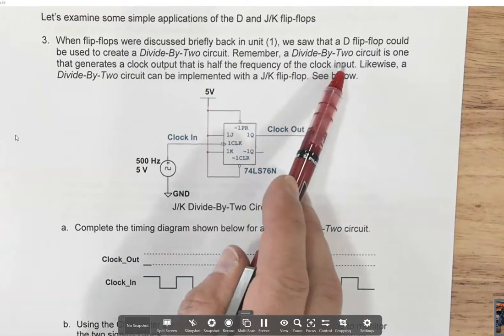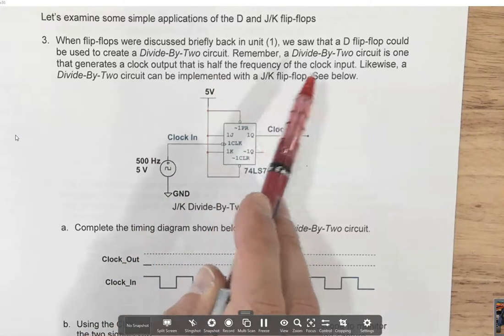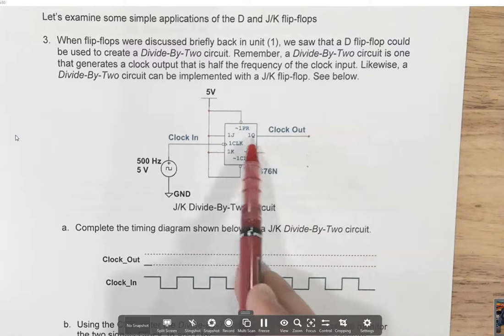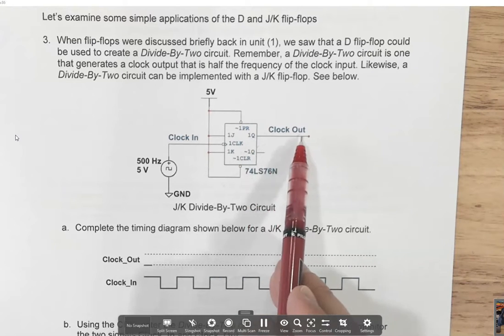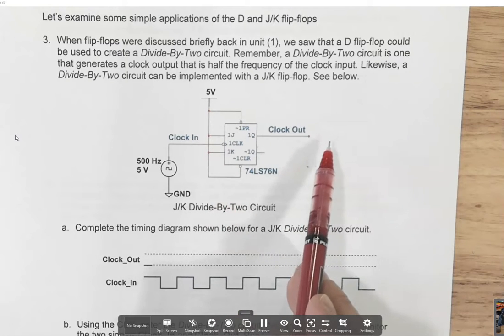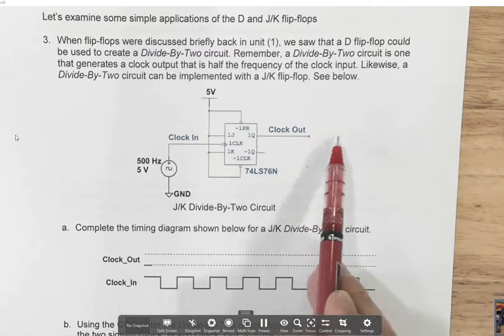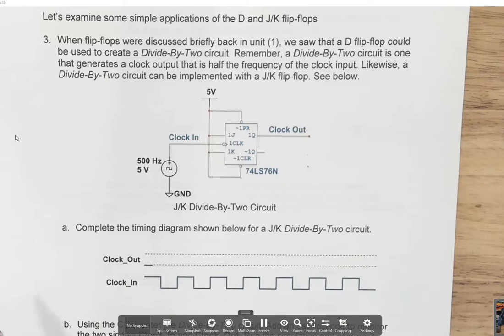Remember, a divide by 2 circuit is one that generates a clock output that is half the frequency of the clock input. What they mean by the clock output is simply the output of the flip-flop is going to be used as the clock signal in a subsequent or a second flip-flop. So instead of having an actual clock signal, this output will go and connect to the clock pin of another flip-flop. Okay?